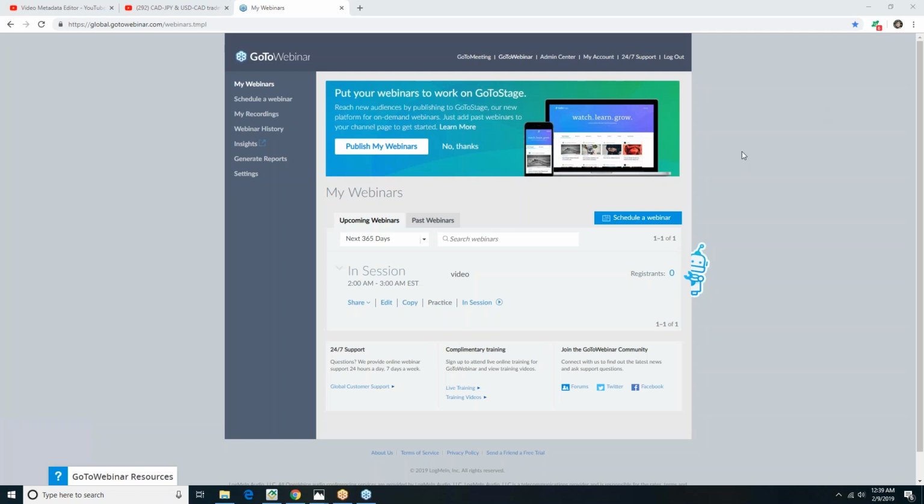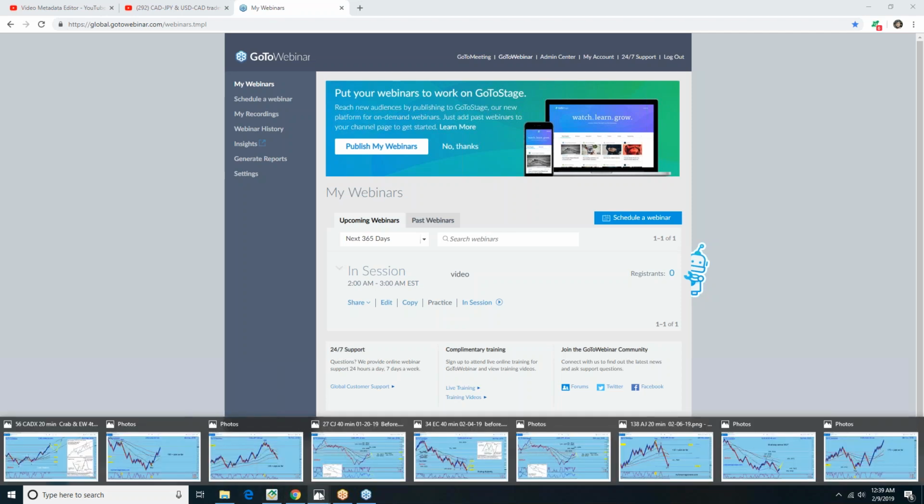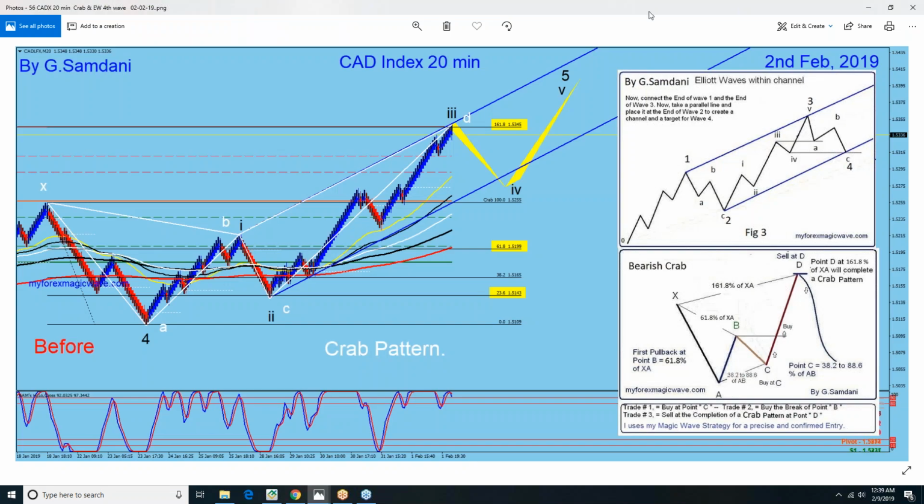Just making this a small video to clarify something because of a comment on my last video about the CAD index and CAD trade. So let me just try to clarify that. So let's get started. This is the CAD index chart I made on, let me show you when.